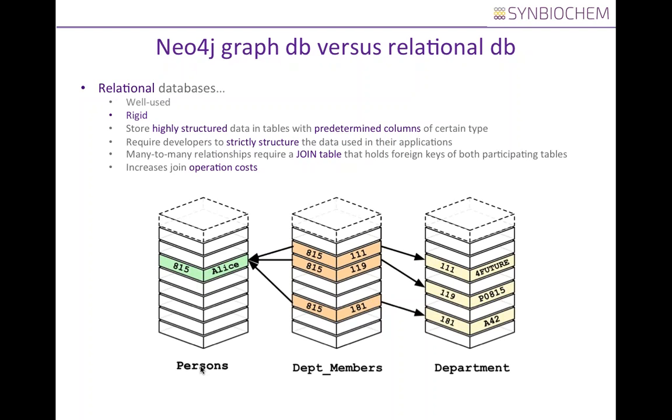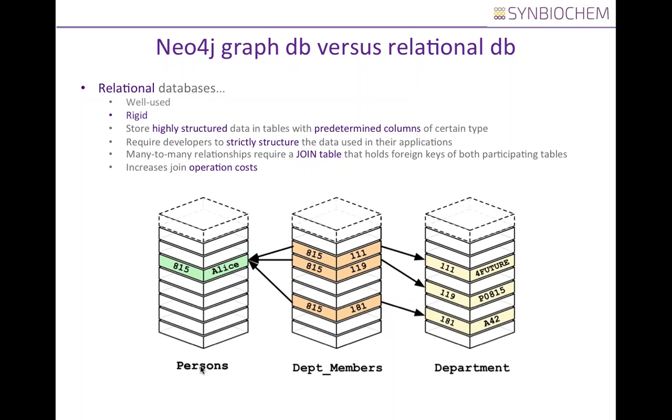Relational databases, as we know, store highly structured data in tables, and I think the key point is that the structure of the data needs to be predetermined before we put the database together. So we require developers to strictly structure the data used in their applications. So to some extent, we need to get it right first time. And there are technical issues related to this.